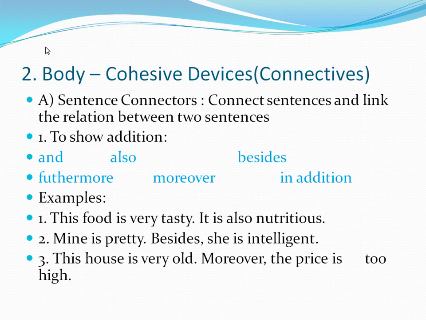Meena is pretty. Besides, she is intelligent. This house is very old. Moreover, the price is too high. So moreover, besides, these are the cohesive devices.